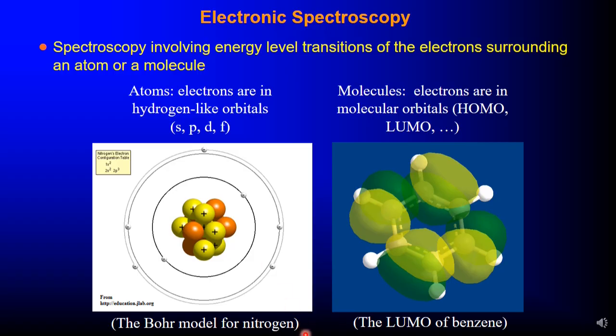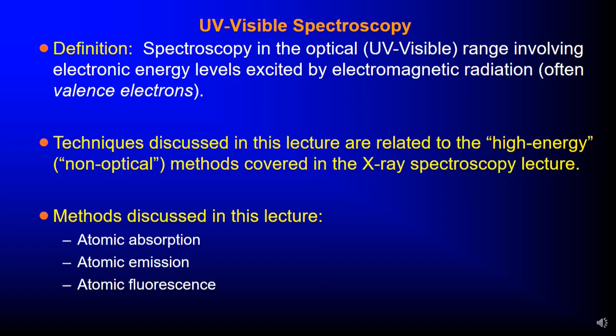So if you look at this case here, you can see that we have electrons that are arranged in hydrogen-like orbitals, where the well-known Bohr model for nitrogen. Then we have molecules. Electrons are actually now arranged in the HOMO and LUMO, what we call the highest occupied molecular orbital and lowest unoccupied molecular orbital. For example, as we always see in benzene.